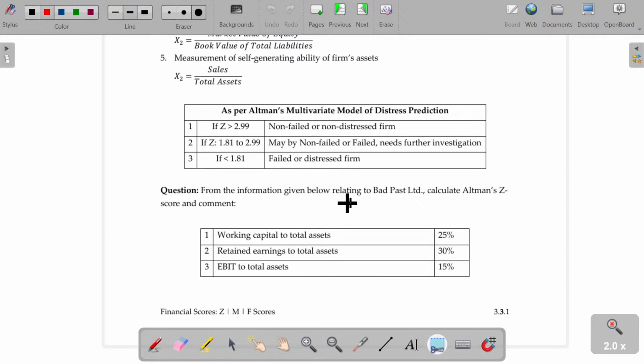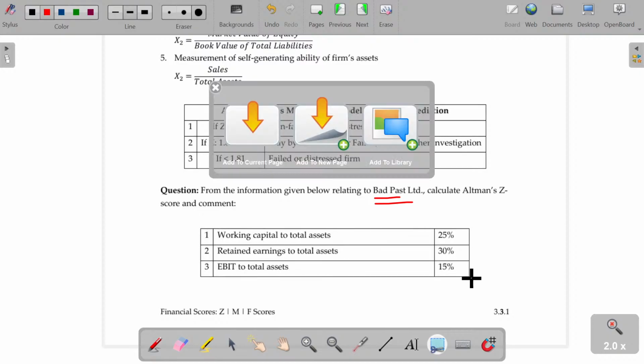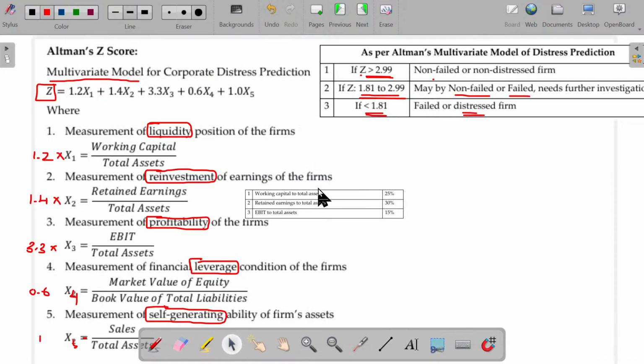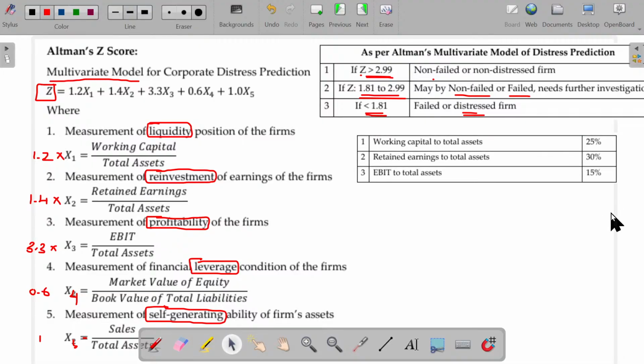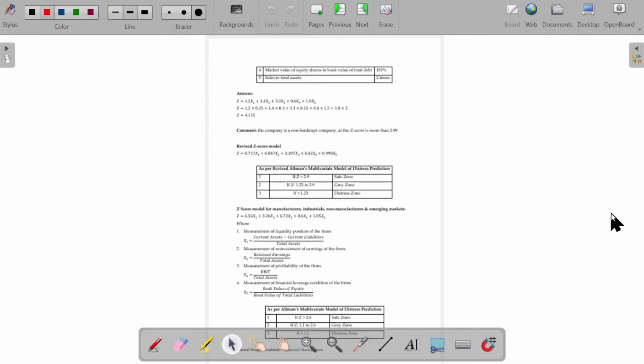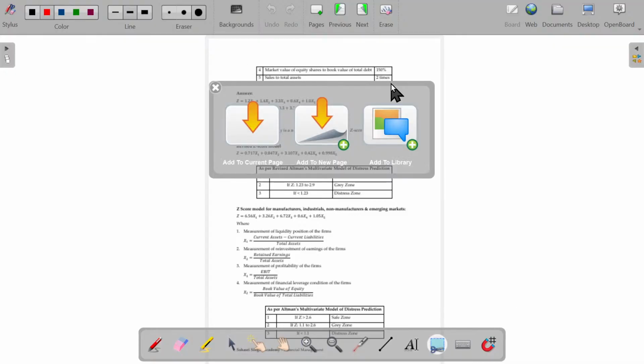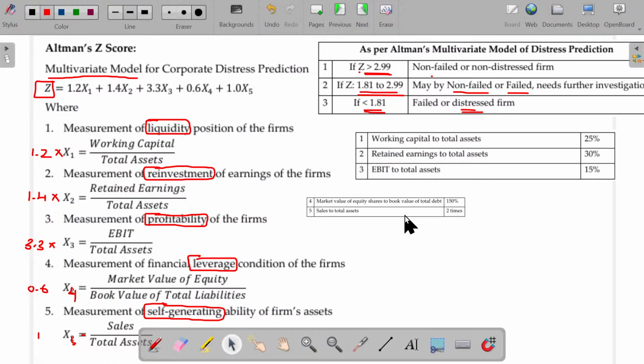From the information given below relating to Bad Past, calculate Altman's Z-score. So this question is all about Bad Past Limited. This company had a bad time in the past. Currently, this company is recovering nicely. Clear? So let's try to find out the Z-score for this company. 5 numbers are there.